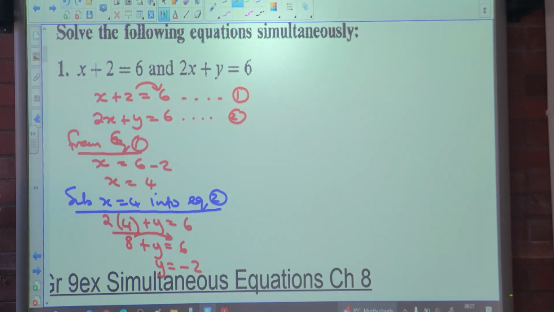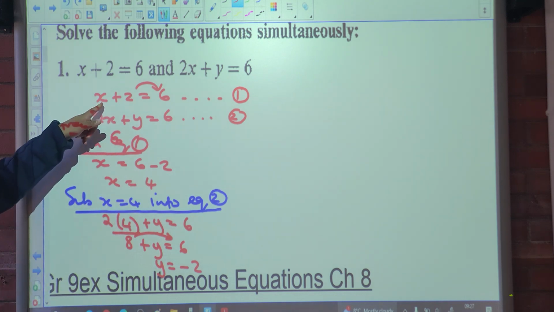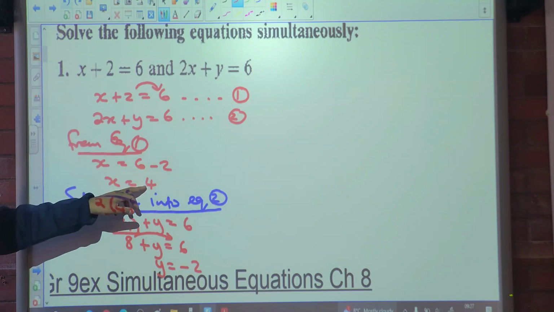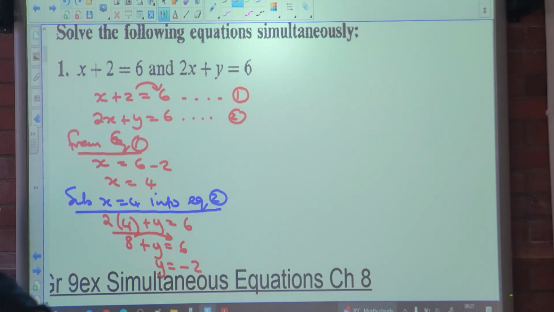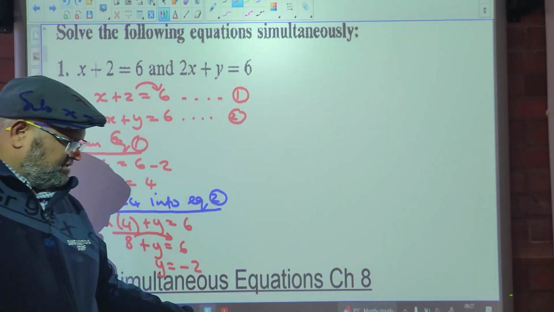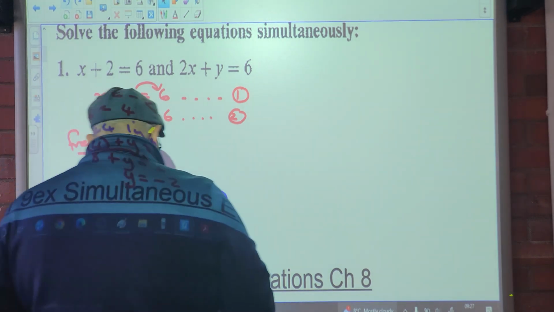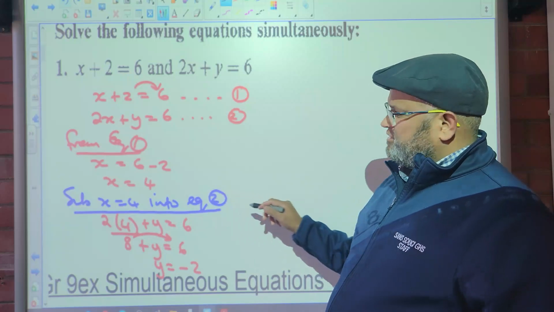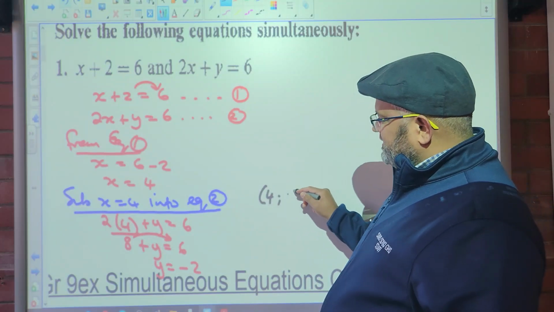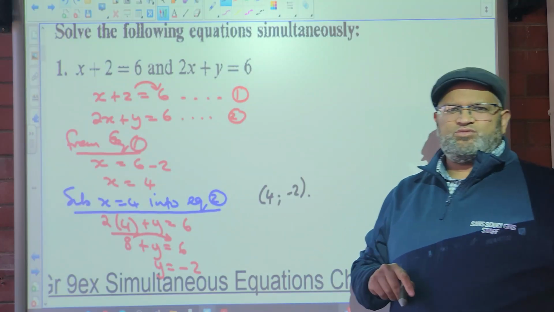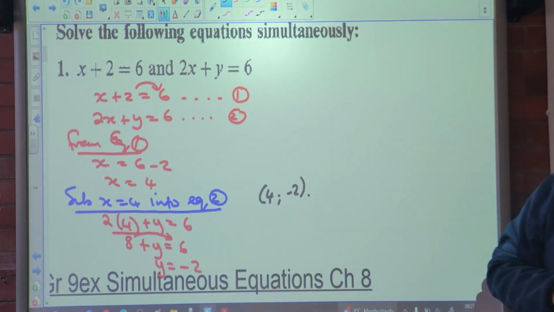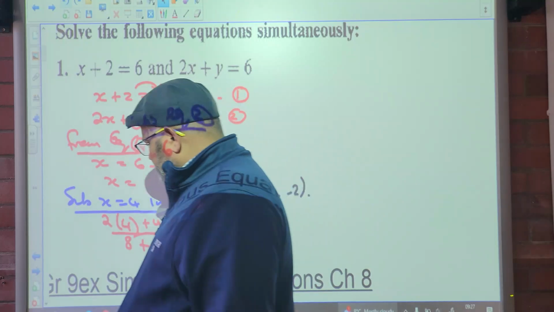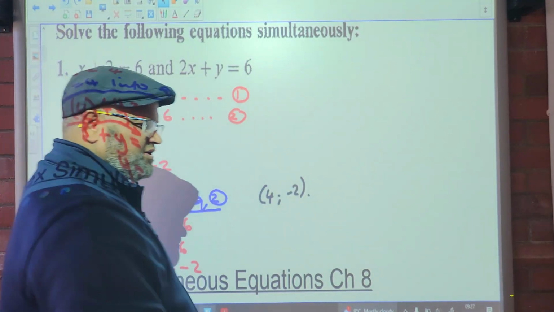And you can test if it works. x is 4, so 4 plus 2 is 6. And 2 times 4 is 8, 8 minus 2 is 6. So that one is correct. Again, if we had to draw these graphs, the point where the two graphs intersect will be at 4 and minus 2. You understand? That's where the two graphs will meet, or cross, or cut.